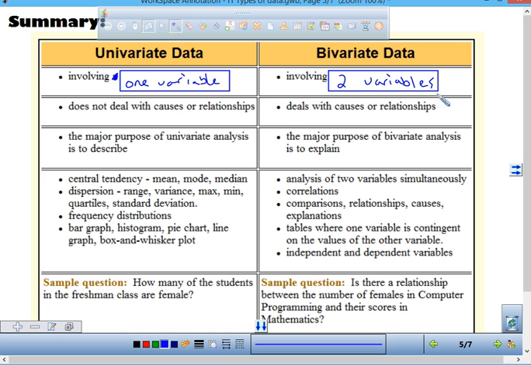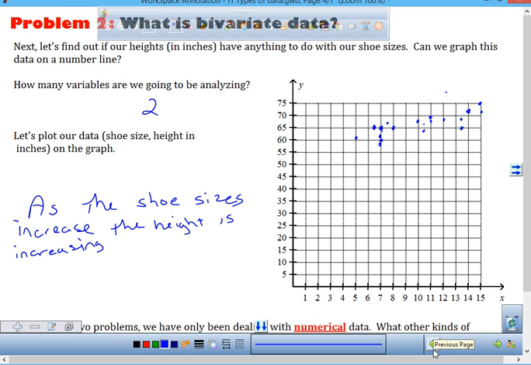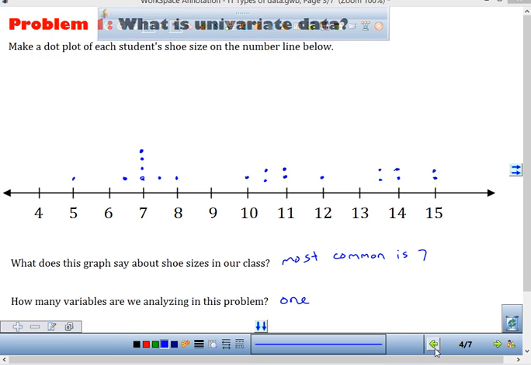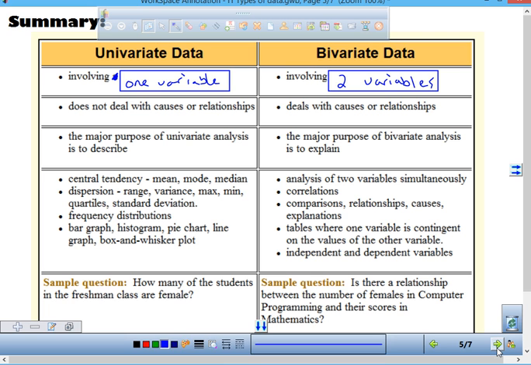Univariate. These are some things that we also are going to see about univariate data. There's no cause and effect. Where in bivariate, you're going to have cause and effect. One variable will probably cause the other. So if we look at this bivariate data, what variable causes the other to change? The shoe size. Causes what? The height to change. As the shoe size increases, the height is increasing. Is there any cause and effect here when you talk just shoe size? No. It's just because there's only one thing to talk about. So there's no cause and effect.